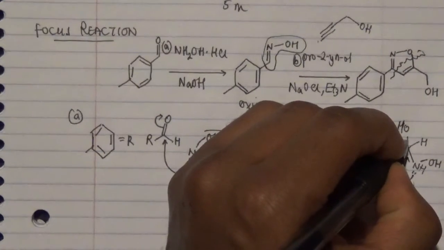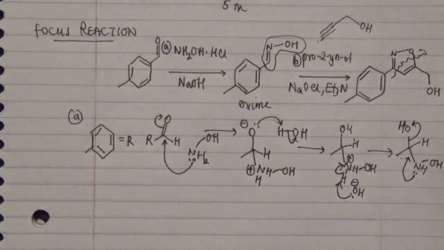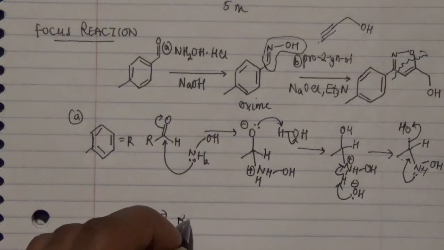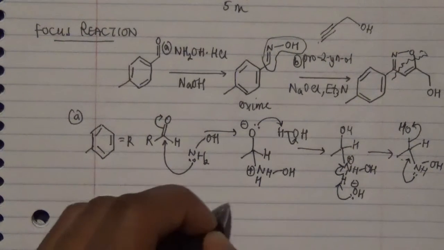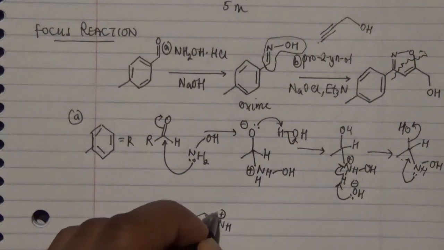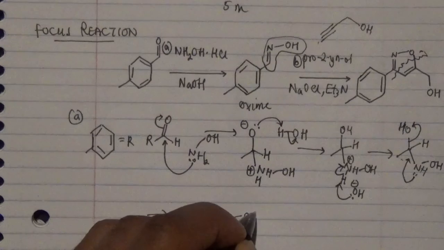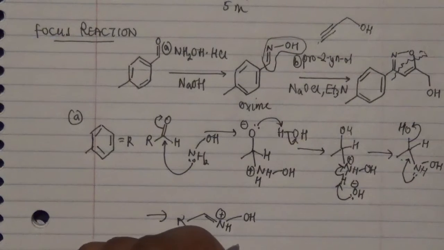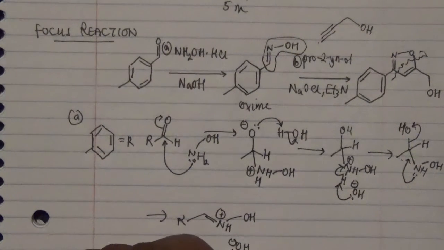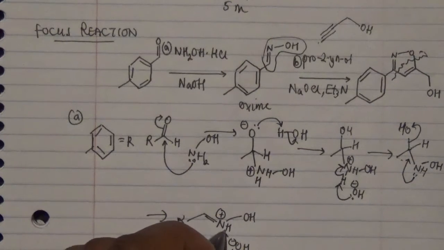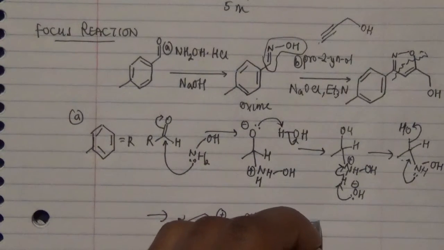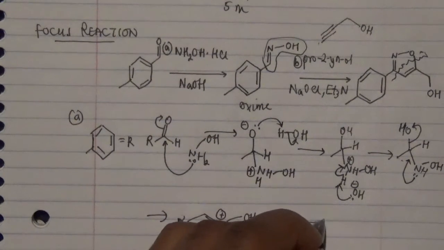However, this becomes a good leaving group which cleaves off, and what results is the formation of a double bond between the carbon and the nitrogen. We have a hydrogen, and note that this nitrogen is positively charged, and we have an OH group there. This OH group that cleaves off comes with a negative charge and extracts a hydrogen, deprotonating the species and making it neutral, which leads to the formation of a double bond between the carbon and the nitrogen.